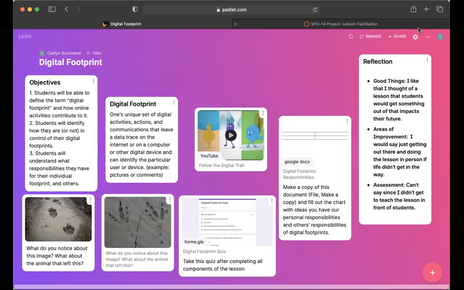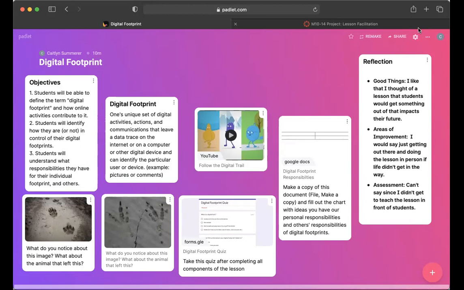And so when I was thinking of lessons I could do, I thought that this one would be perfect because I feel like it's now more important than ever to teach students what a digital footprint is and how that really does impact you significantly. So the objectives I had for the lesson were that students will be able to define the term digital footprint and how online activities contribute to it. Students will identify how they are or are not in control of their digital footprints, and students will understand what responsibilities they have for their individual footprint and others'.